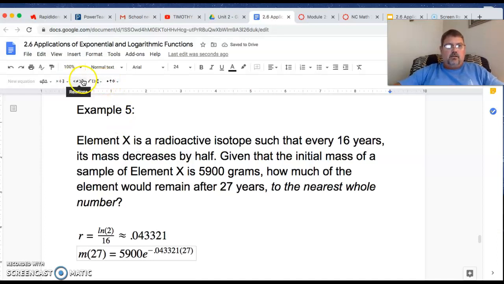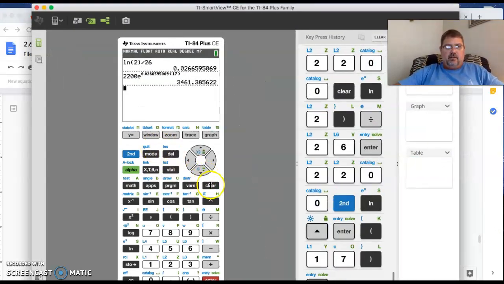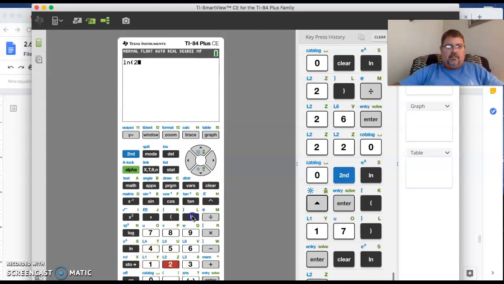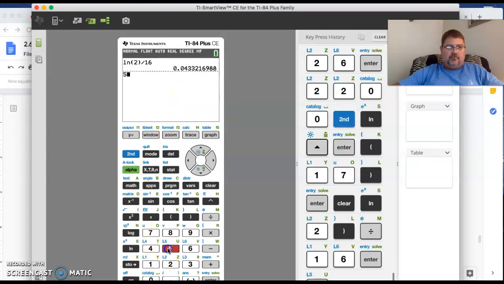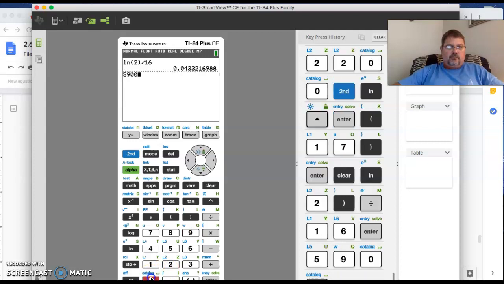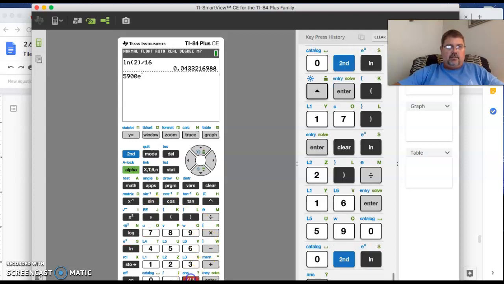Let's see what we get. We'll put approximate there before we go. And let's go to our calculator. And again, we're going to do the same thing again. I'm going to let the calculator carry the value for me. Natural log of 2 divided by 16. That's going to become r. All right, there's that number we've recorded. Now we're going to say we want our 5,900. And I'm going to get my exponential here. I'm going to say negative. Don't forget to put that in there. Now I'm going to go up and grab that guy and put him in.